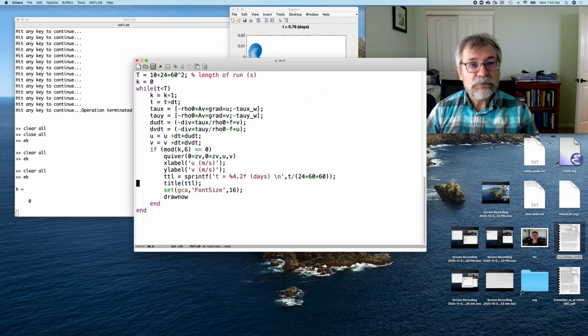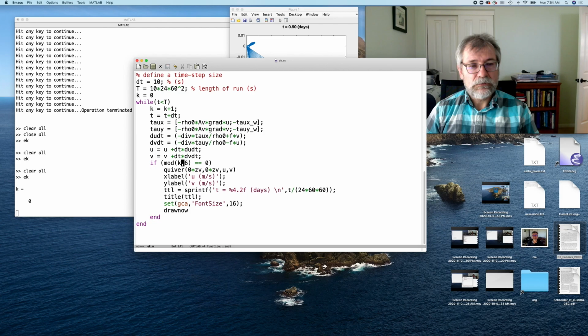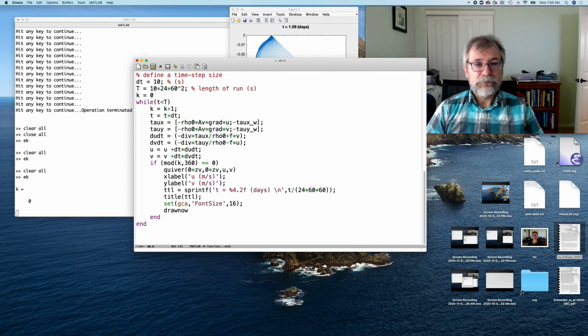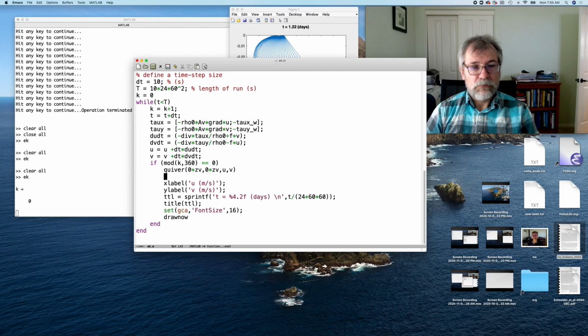We add a grid. Maybe we can do this less often. So what is my time step size? Is it 10? Yeah, that's okay. Maybe we can do every 60 multiples of 10. That's every 600 seconds. Maybe 36. So 360. So that would be every hour. Add a grid. Grid on.